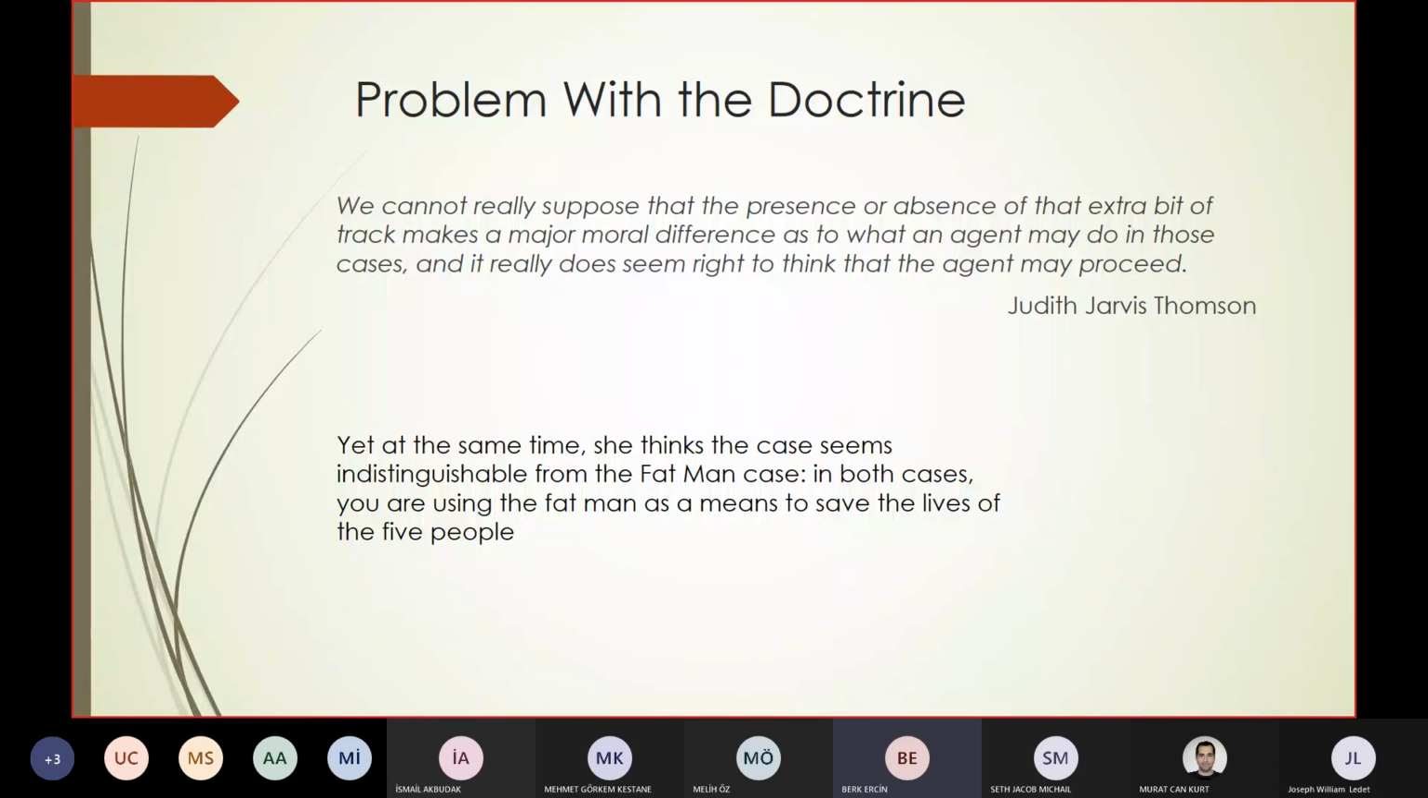Yet at the same time, she thinks the case seems indistinguishable from the fat man case. In both cases, you are using the fat man as a means to save the lives of the 5 people. Because of this, for Thomson, we need a new way of accounting for our intuitions in these cases.